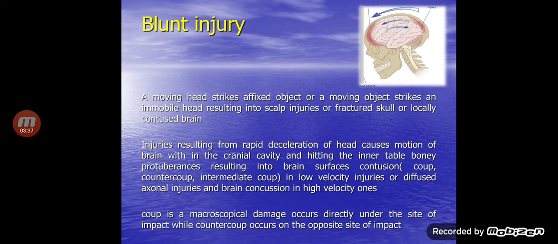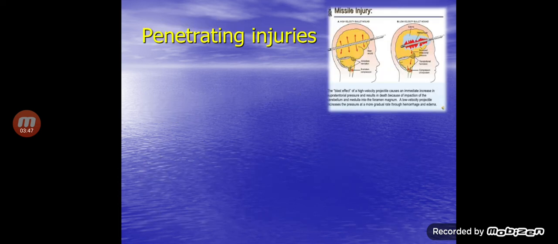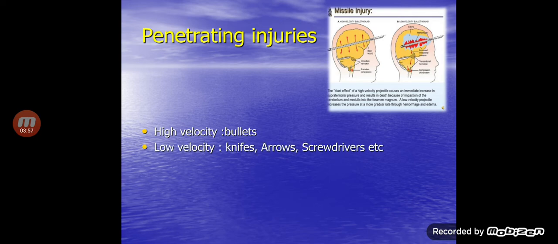A coup, in fact, is defined as macroscopic damage that occurs directly under the site of the impact, while the counter coup occurs on the opposite side of the impact. For penetrating injuries, we have either high velocity ones, like bullets, or low velocity ones, like knives, arrows, and so forth.